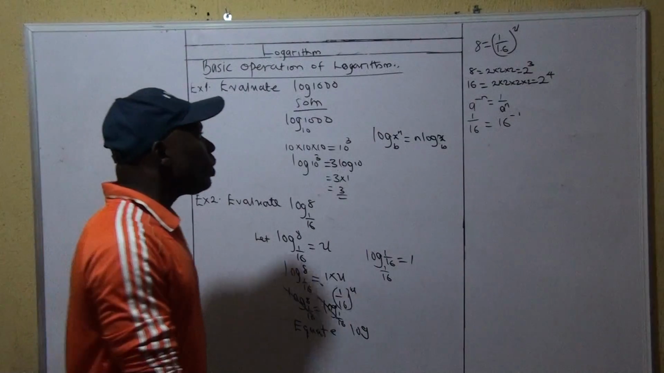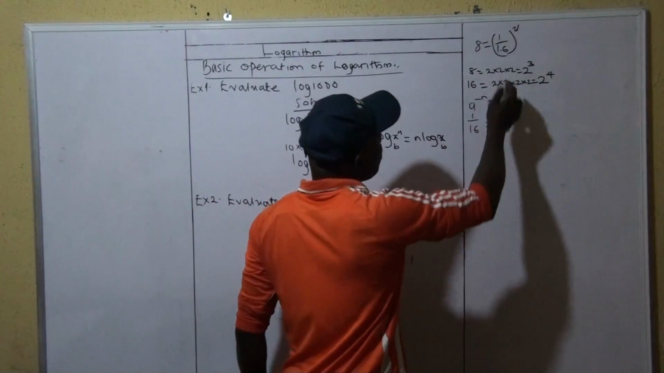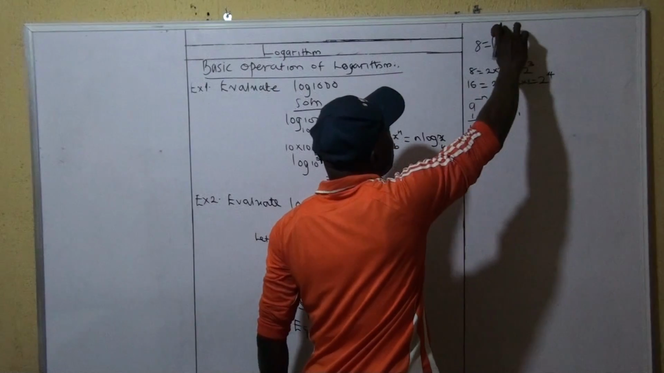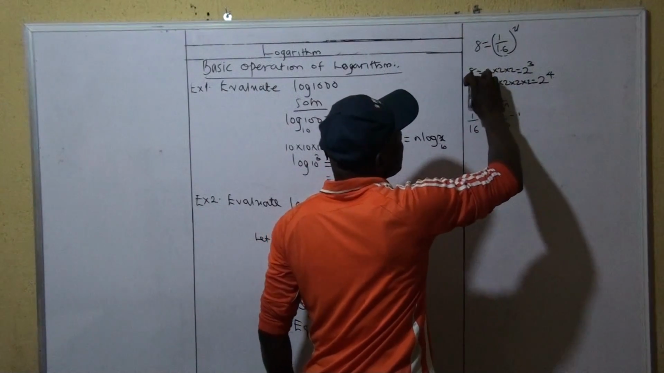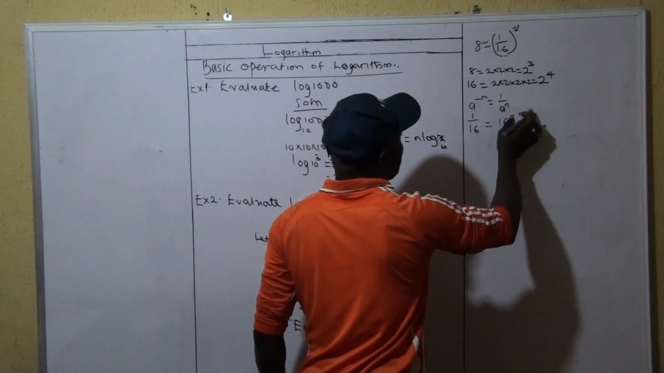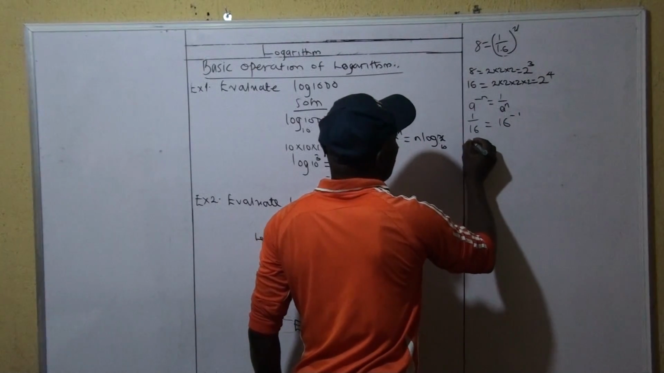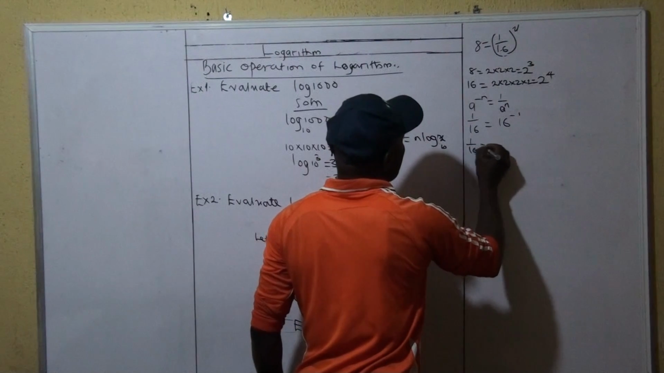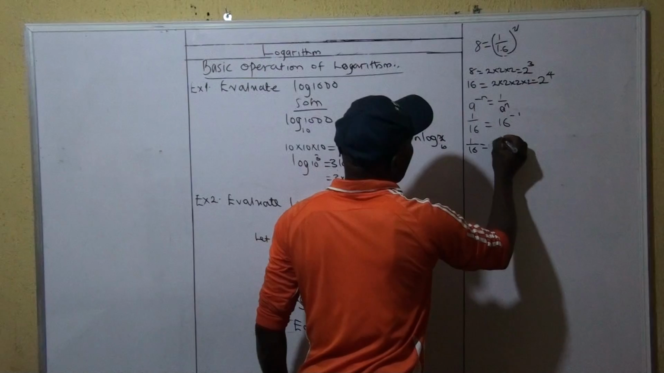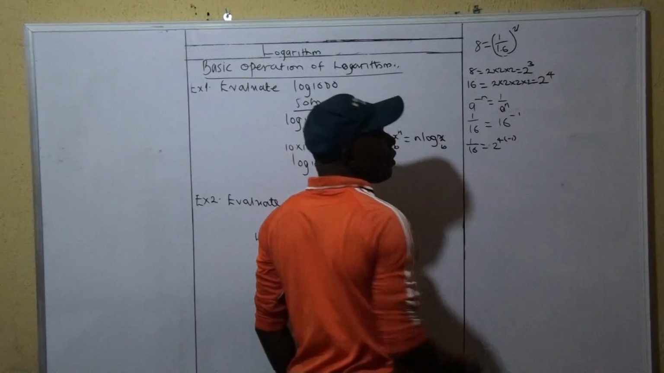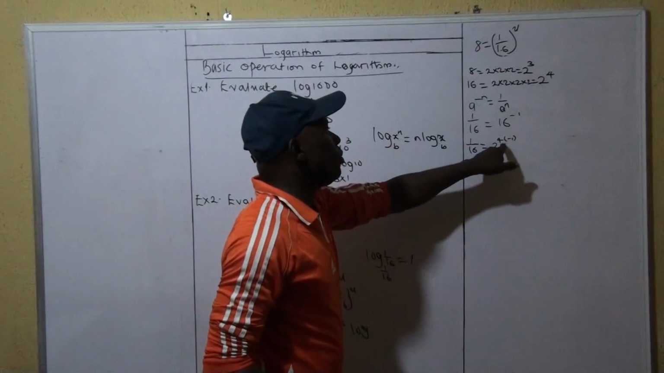Okay, if that is true, then we will replace this with this. And since we have said this 16 is 2 raised to power 4, we can replace everything here. 1 over 16 can now become 2 raised to power 4. This one is minus 4 here. So this minus here, we multiply it.